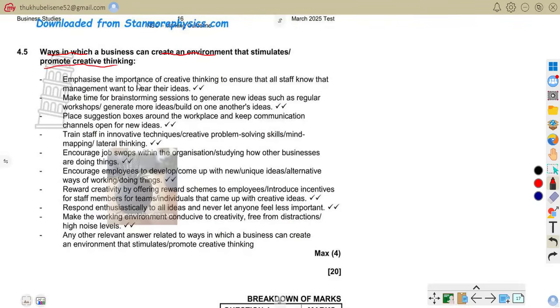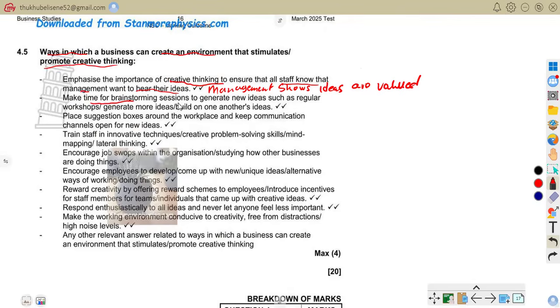As it says, emphasize the importance of creative thinking to ensure that all staff know that management wants to hear their ideas. So the emphasis of the importance of creative thinking. Management shows ideas are valued. For example, managers encourage staff to share ideas in a meeting.